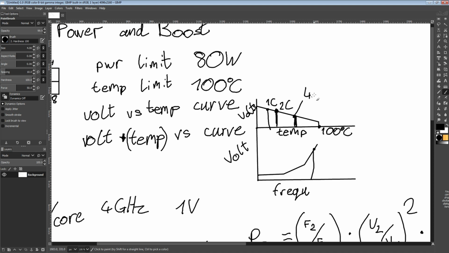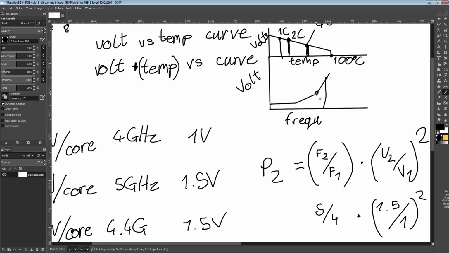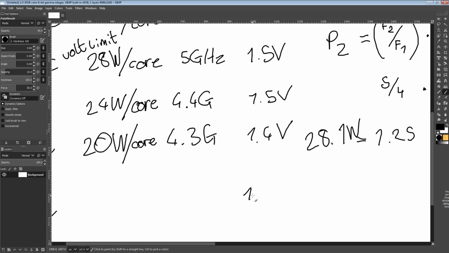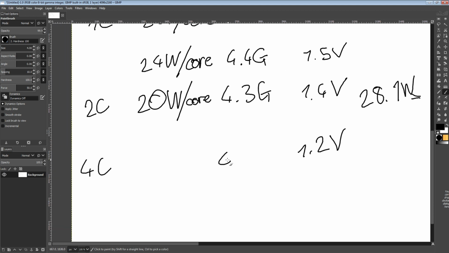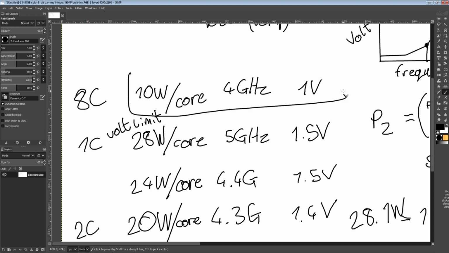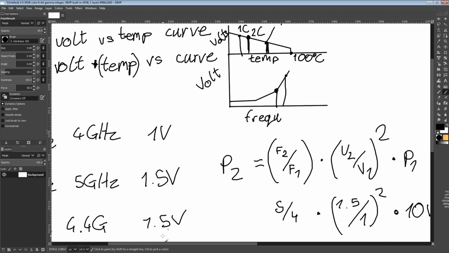So that's going to be 4 cores. Right, that's going to end up our 4-core workload. So we're going to drop all the way down to here in frequency, right? So we're going to have a massive drop in actual voltage. So let's say we're going to end up at like 1.2 volts, and maybe like 4.1 gigahertz, right? We lose a lot of frequency going back to the 8-core settings. So at 4C, we lose a lot of clock speed. We lose a lot of everything, basically, because our temperature is so high.